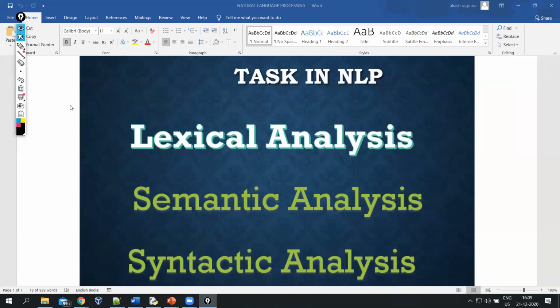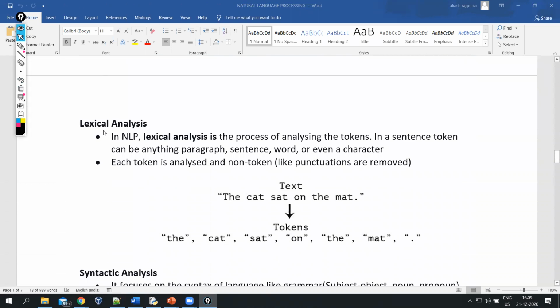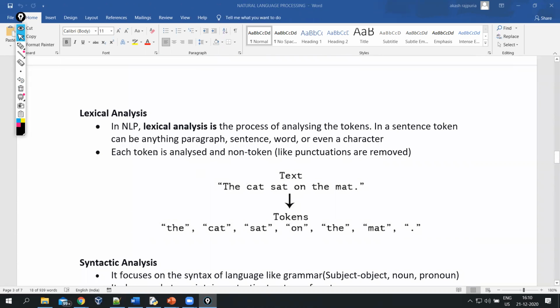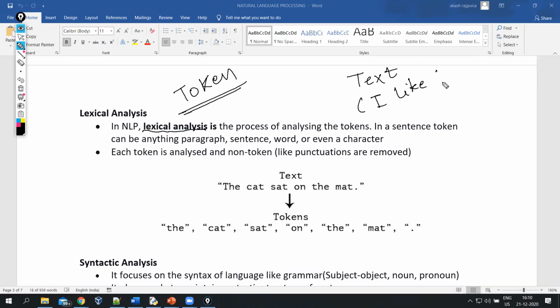So we will see this step by step, like the lexical analysis. Lexical is the first step in text analytics, which means breaking your sentence into tokens. Okay, breaking anything into tokens. Now in text, a token can be anything, so understand this. Text can be a complete paragraph, like: I like this food. Food is best. These are two sentences separated by a full stop.